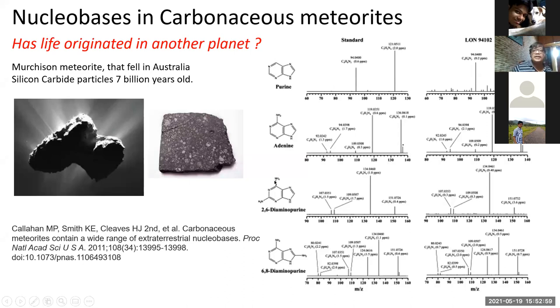They could prove that these altered purines are coming from the meteorite and not from contamination by Earth supplies. Therefore it is quite possible that life existing in another planetary system may not have AT or GC, but may have some different types of nucleobases, like 2,6-diaminopurine. But that is a speculation.